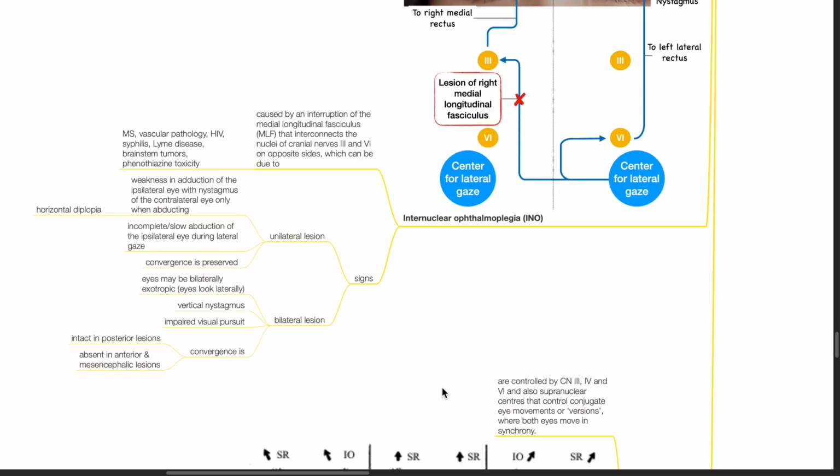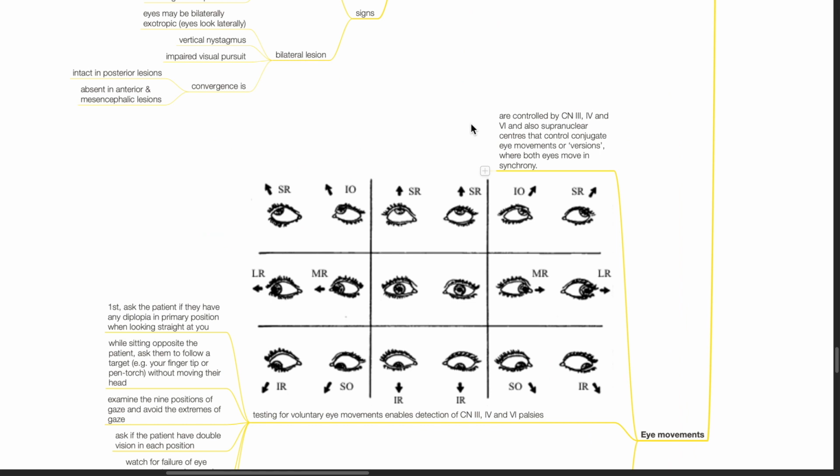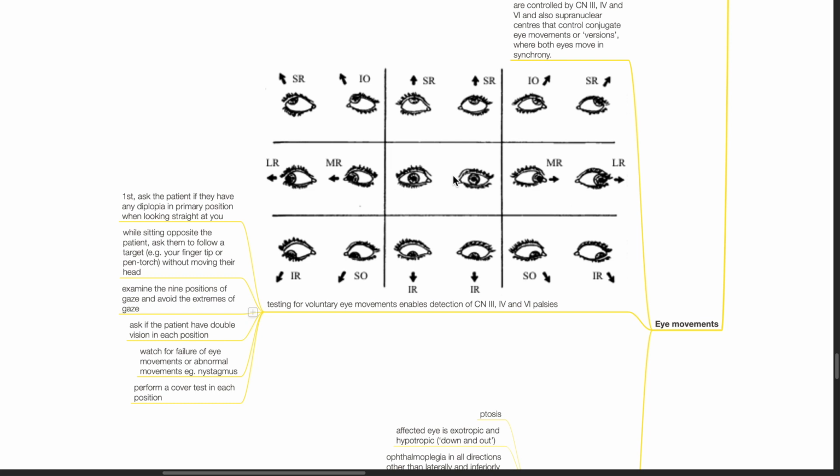Eye movements. Eye movements are controlled by cranial nerves 3, 4, and 6, and are also controlled by supranuclear centers that control conjugate eye movements or versions, where both eyes move in synchrony. Testing for voluntary eye movements enables detection of cranial nerve 3, 4, and 6 palsies.